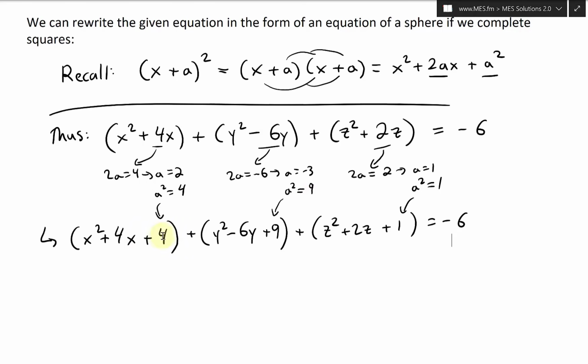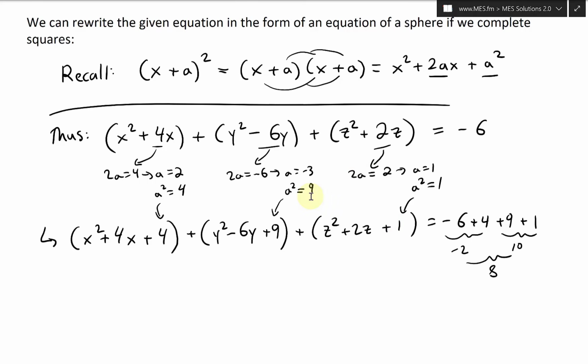We want all the extra stuff that we added to cancel, so we just add these on this side as well. It's going to be plus 4, plus 9, and plus 1, because they cancel. We make them the same sign because it's on the other side, so we're not changing anything. Let's add these up. Negative 6 plus 4 is negative 2, and then these two is 10. So negative 2 plus 10 is just 8.